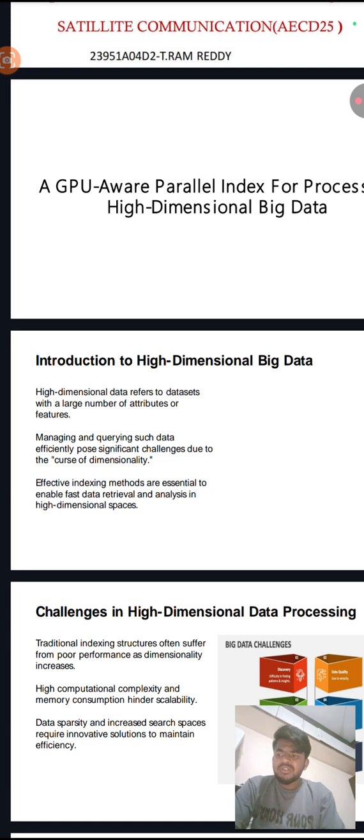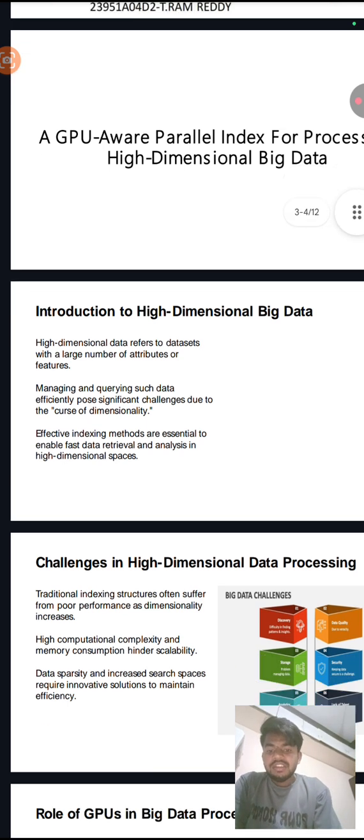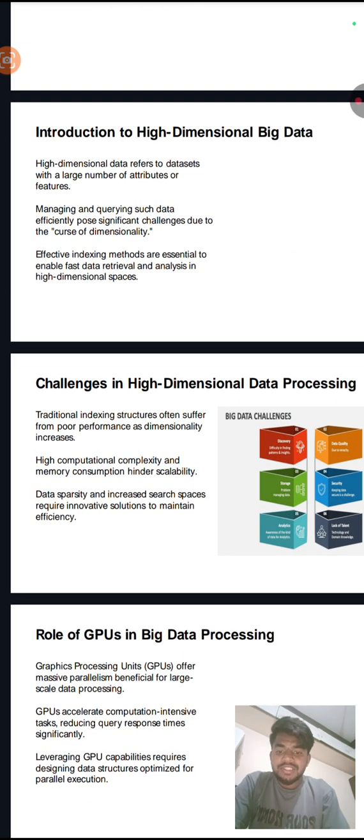Concepts in the GPU parallel indexing and high dimensional data handling, and GPU optimization techniques. The challenges in high dimensional data processing: traditional indexing structures often suffer from poor performance as dimensionality increases, with high computational complexity, memory consumption and scalability issues. Data sparsity in increased search spaces requires innovative solutions to maintain efficiency.